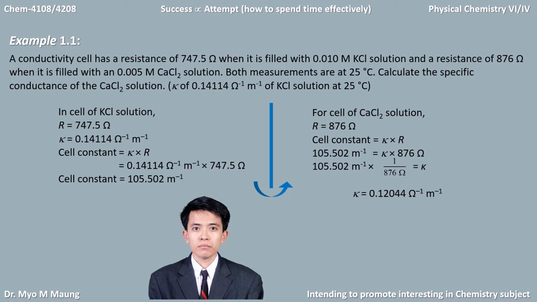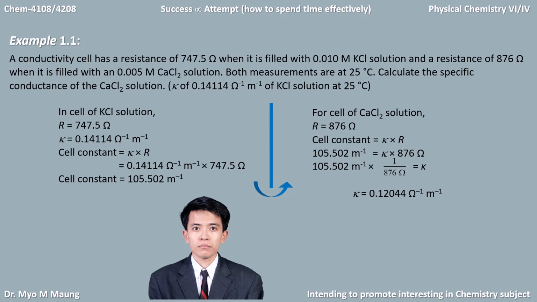In the problem, we are given two different solutions, KCl and next, CaCl2 solution. So, in the cell of KCl solution, R equals 747.5 ohm, kappa equals 0.14114 per ohm per meter. These two given parameters have a relationship. That is, cell constant equals kappa into R. When their respective values are substituted, then the cell constant is obtained as 105.502 per meter.